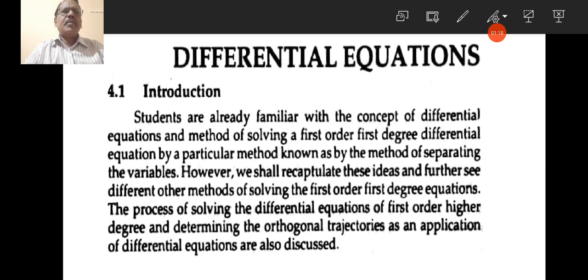However, we shall recapitulate these ideas and further see different other methods of solving first order degree equations. The process of solving differential equations of first order higher degree and determining the orthogonal trajectories as an application of differential equations are also discussed.